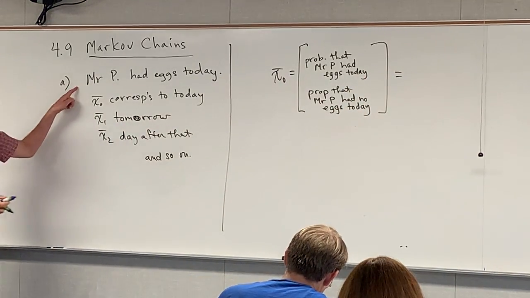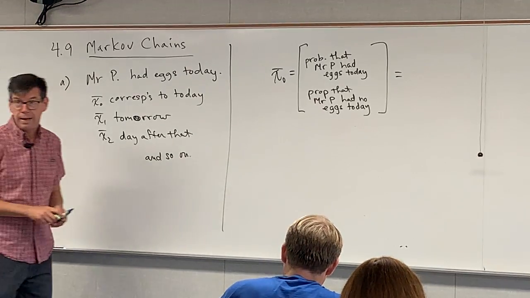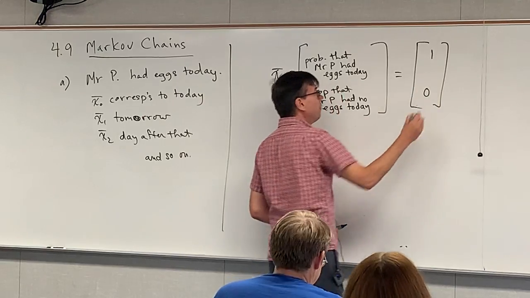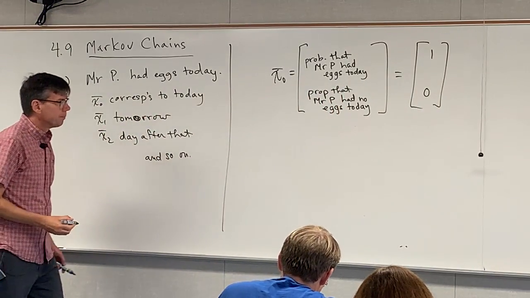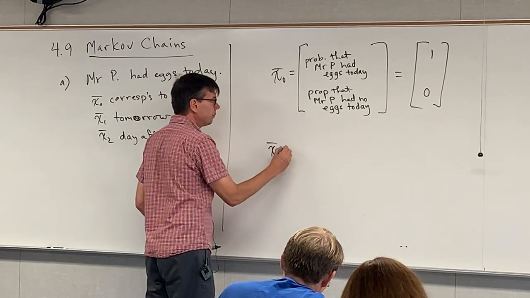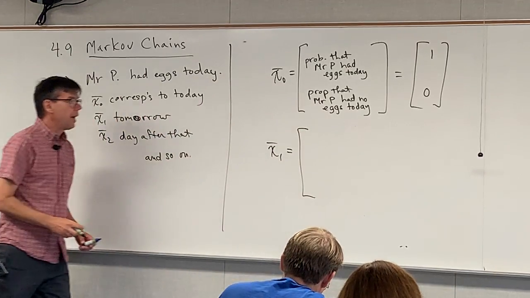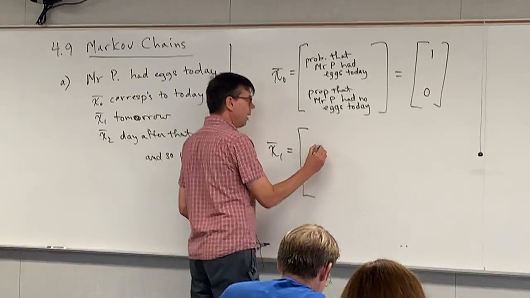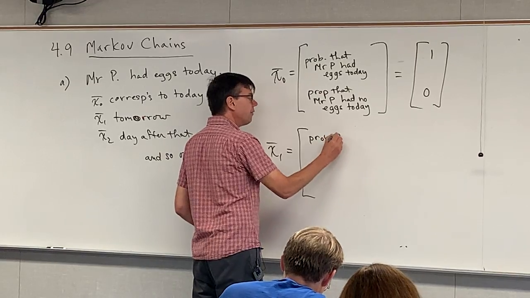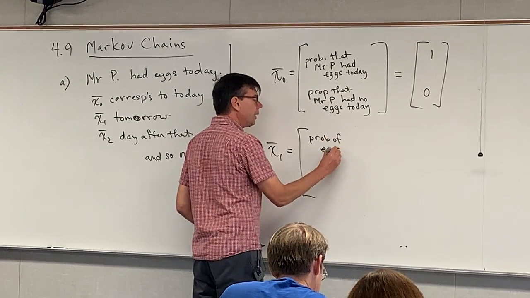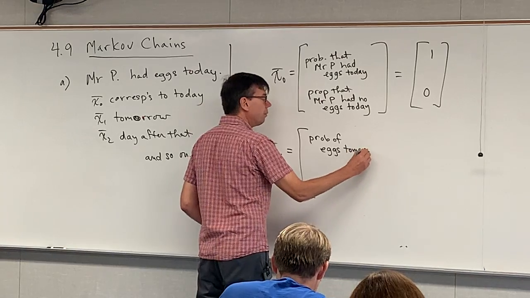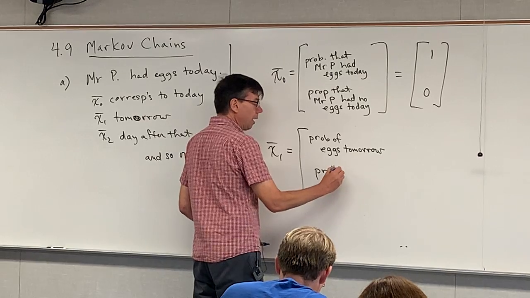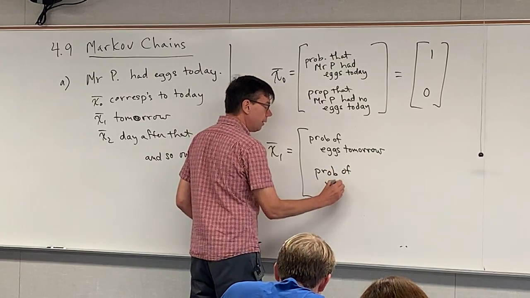And in the A situation, we're saying we know I had eggs for breakfast today. So that probability is 1, and the other probability is 0. Our x1 state, then, will be tomorrow, right? The probability of, I'm going to shorten my wording here a little bit, the probability of eggs tomorrow along with the probability of no eggs tomorrow.